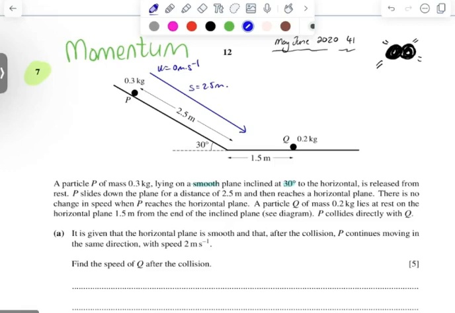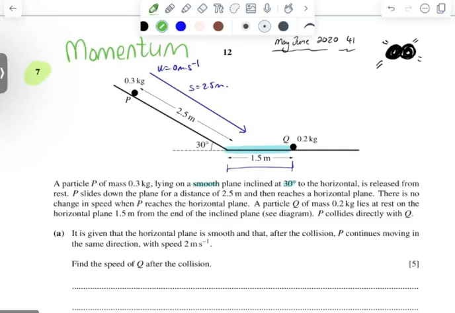Until it reaches the horizontal plane. The particle Q of mass 0.2 kg lies at rest on the horizontal plane 0.5 meters from the end of the incline. So it's exactly as it looks in the diagram. P collides directly with Q. It is given that the horizontal plane is smooth.